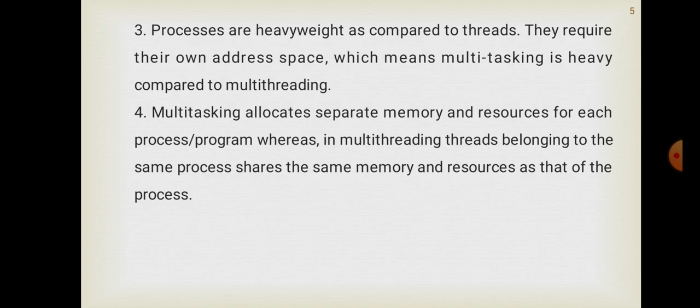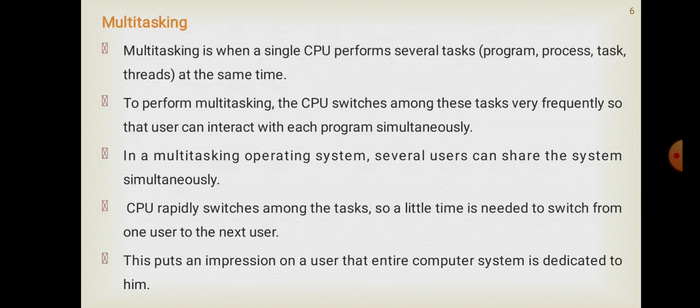Another important point is that multitasking allocates separate memory and resources for each process or program, whereas in multi-threading, the threads belong to the same process, so they can share the resources and memory. We don't need to allocate separate memory or resources for a thread, because a thread is a lightweight process which runs in parallel within a single program, so it can share the resources.